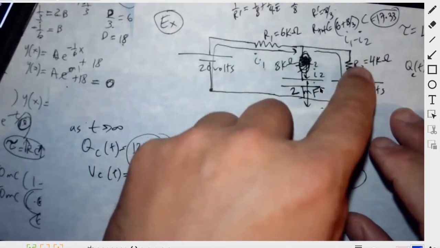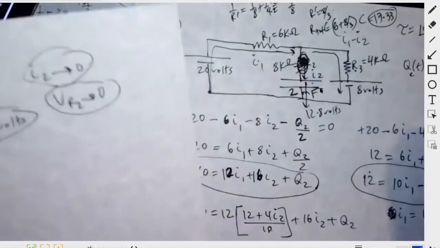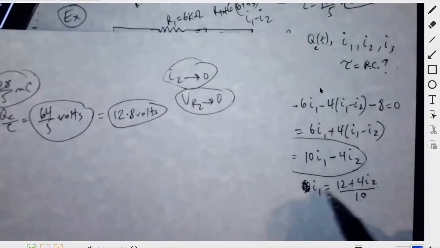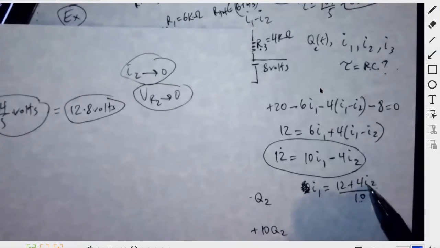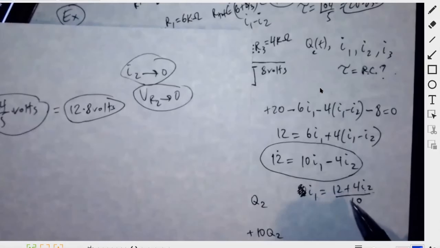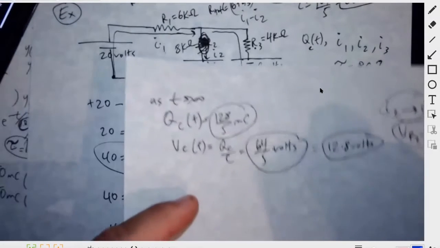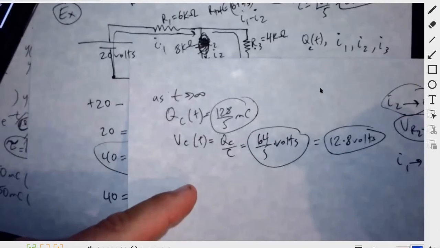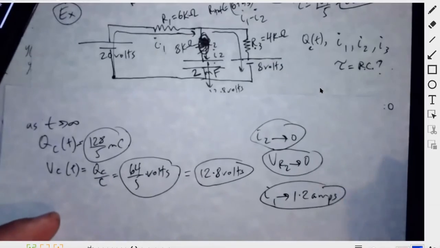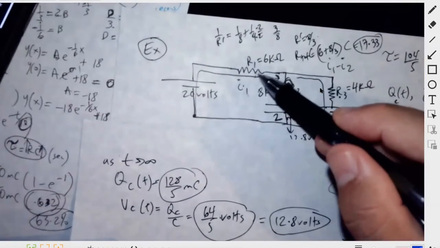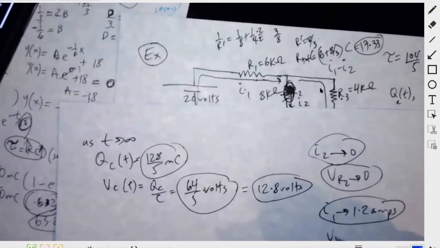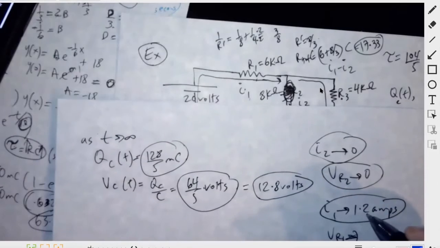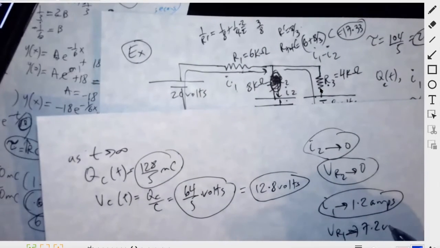Okay, now we can calculate the rest of the currents. What's I1 then? I1 was 12 plus 4I2 over 10. So if the I2 is 0, what would I1 be? 12 over 10, that's 1.2 amps. So I1 approaches 1.2 amps. Okay, which means the voltage of this resistor, if this is 1.2 amps, the voltage is 6 times 1.2, 7.2 volts.